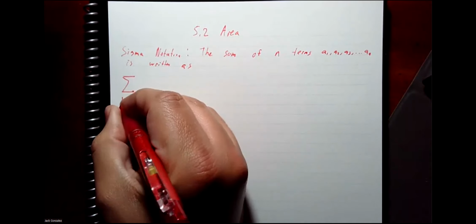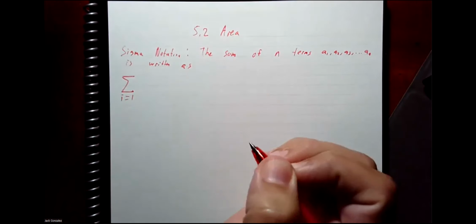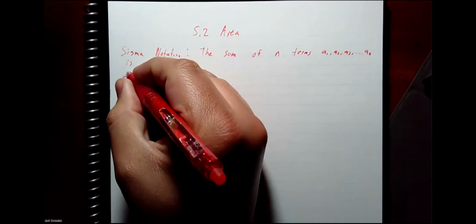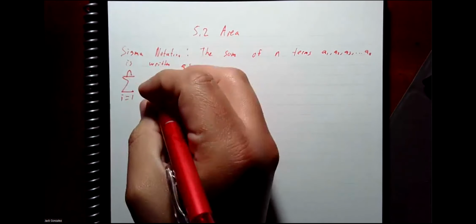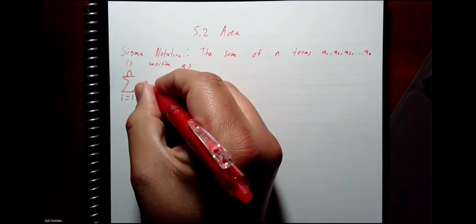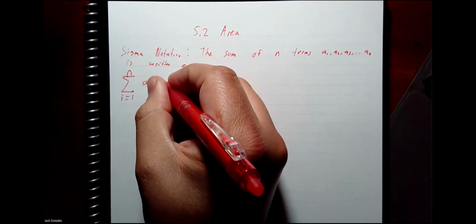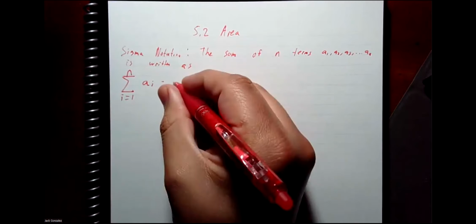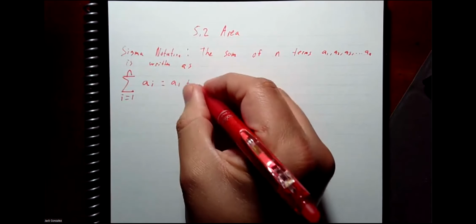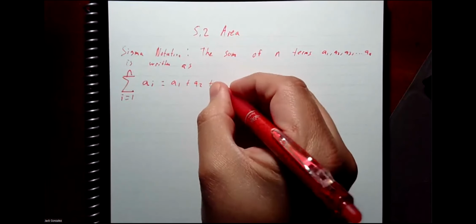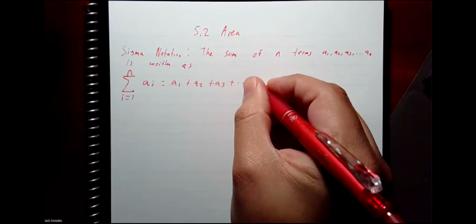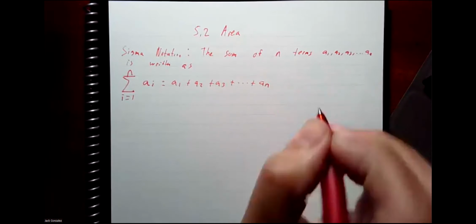So if you see the index i equal to 1, that's your starting point, all the way to n, which is the ending point. And you have your index somewhere, ai. So this is equal to the first term plus the second term plus the third term, all the way until you get to the final nth term.